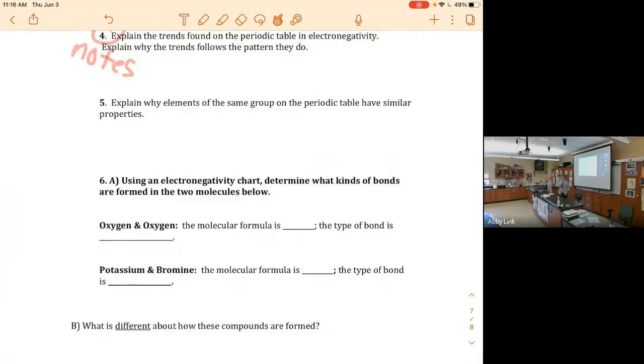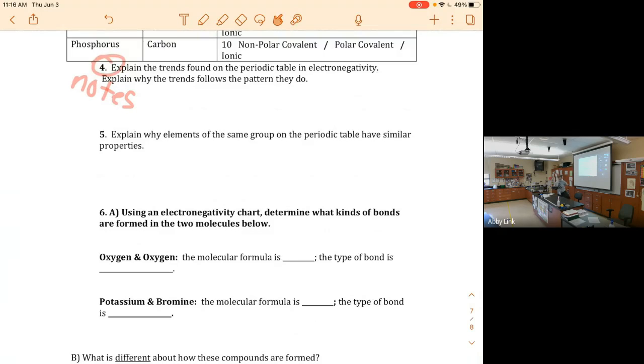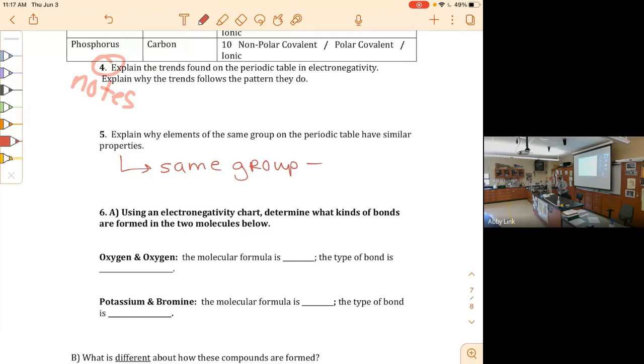I would like to talk about question 5 together because I find that it's really important and it is going to be a question on your test next Friday. So it says, why do elements of the same group on the periodic table have similar properties? I think I mentioned this on Tuesday, but I'll tell you again. When you have elements in the same group, that means the same column. That means they have the same number of valence electrons. And that essentially means that they behave the same way.